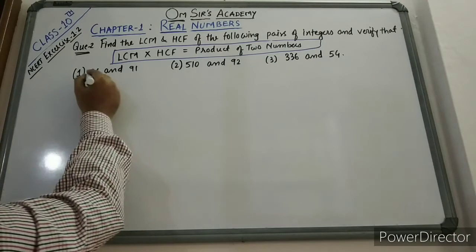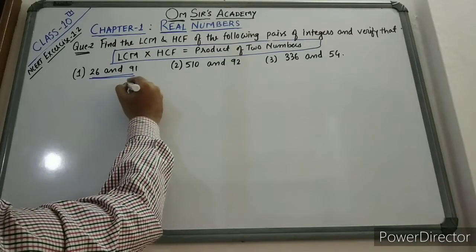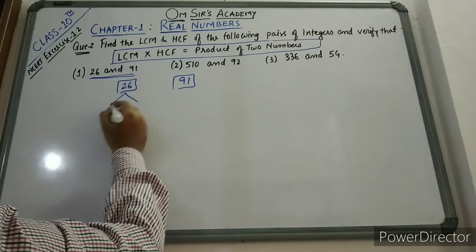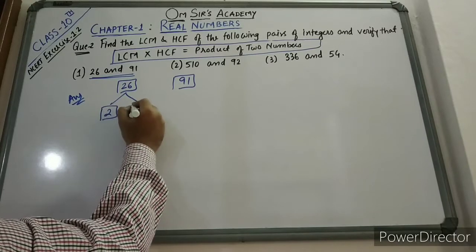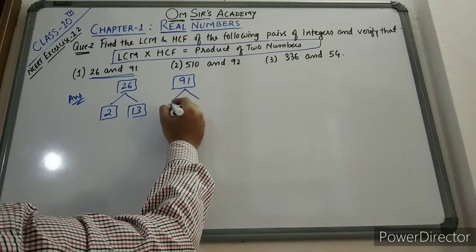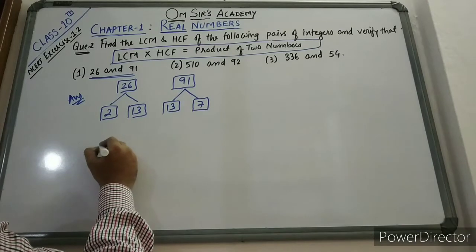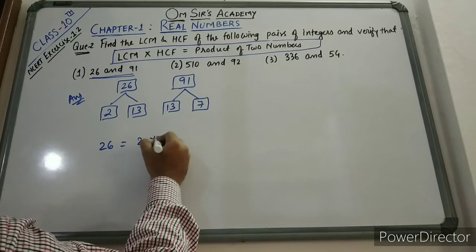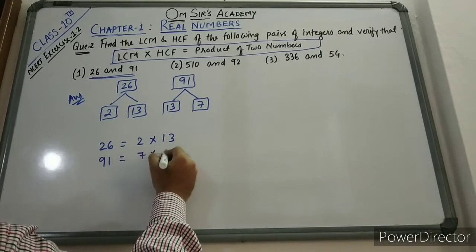So let us start with the first sum. First we have to find LCM and HCF of these two numbers, 26 and 91. Okay. So prime factorization of 26 is 2 13s are 26. And what is the prime factorization of 91? 13 7s are 91. So 26 can be written as the product of primes as 2 into 13, and 91 can be written as 7 into 13.